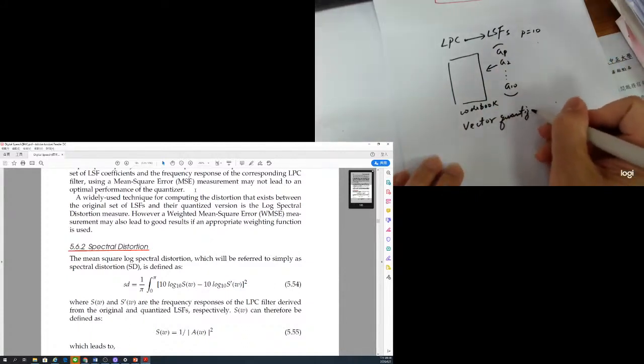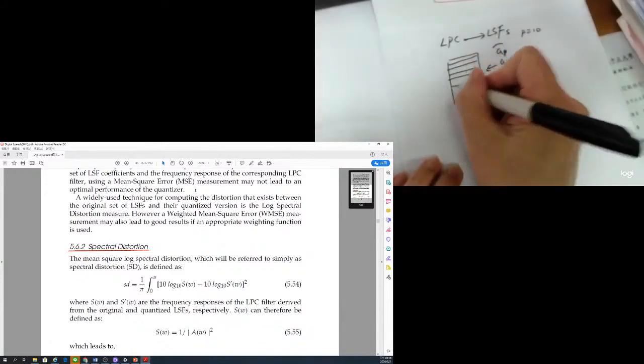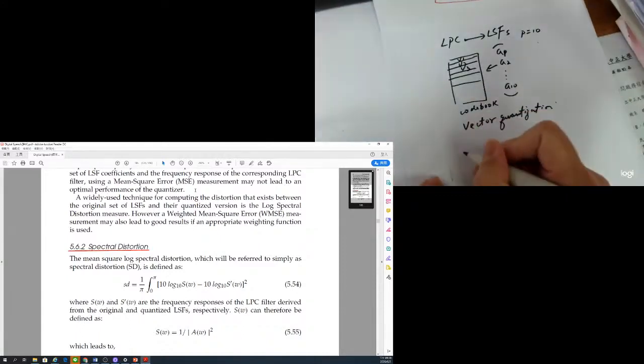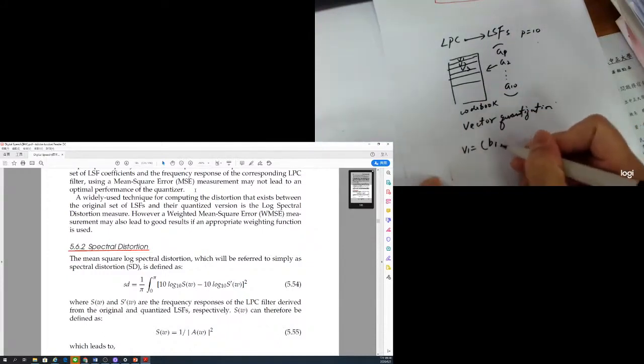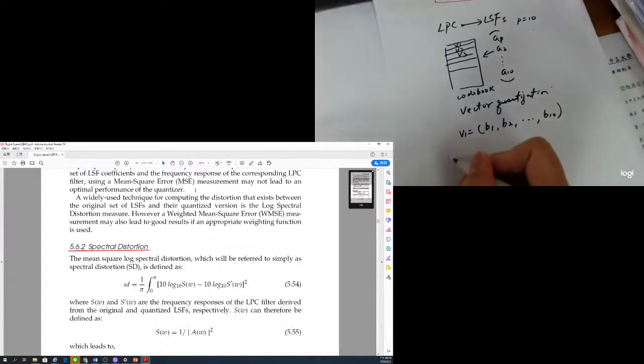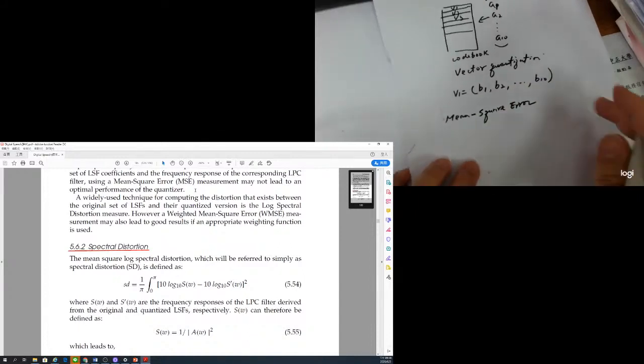So vector quantization. You have many vectors: V1, V2, V3, and so on. Each vector, like V10, maybe has ten elements. If we are trying to use mean square error to find the best match, that one is a simple one.